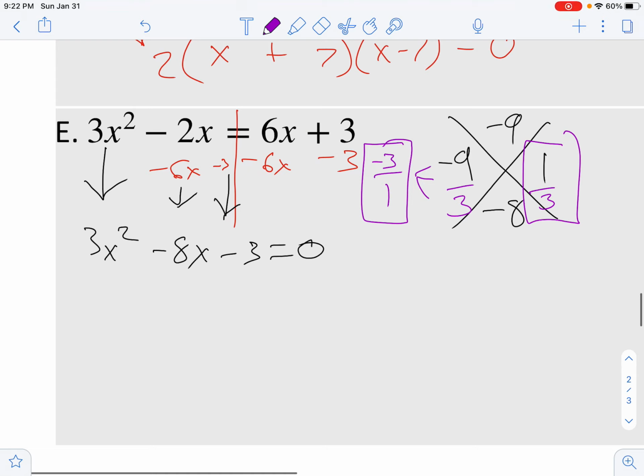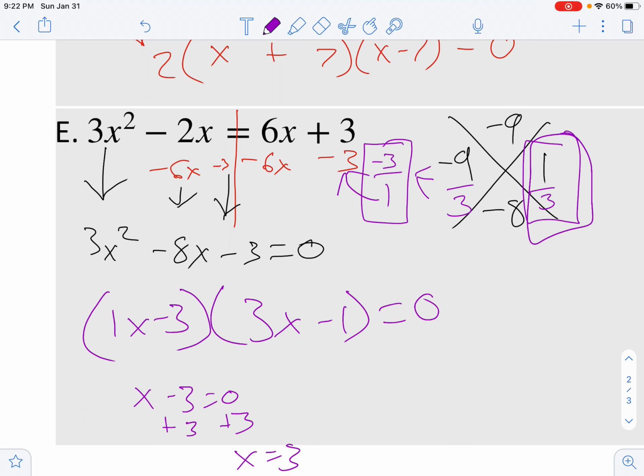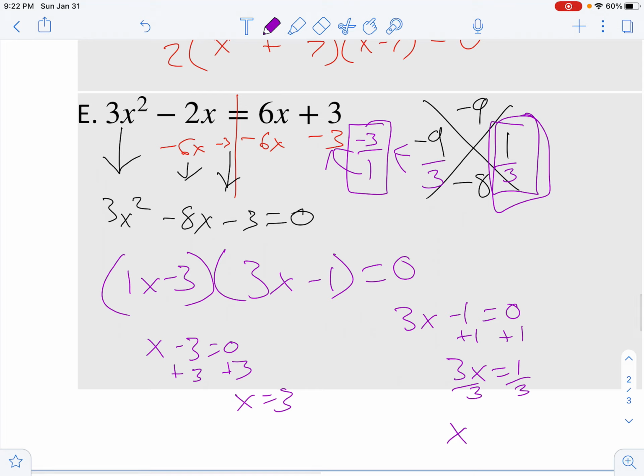It's already reduced. And I'm taking my bottom number, bringing it up. So that's going to be 1x minus 3. And I get 3x minus 1. That was from my second one here. Both of those are set equal to 0. So I got to solve x minus 3 equals 0. So x could equal 3. 3x minus 1 equals 0. And x can equal 1 over 3. So these are our two solutions here.